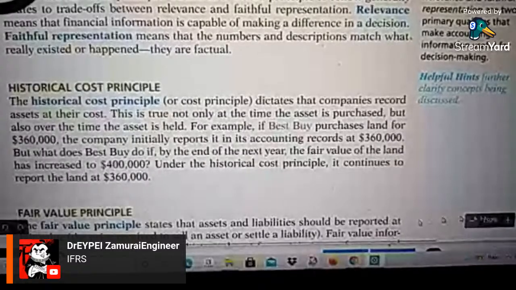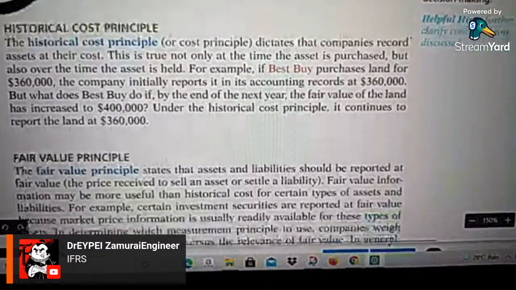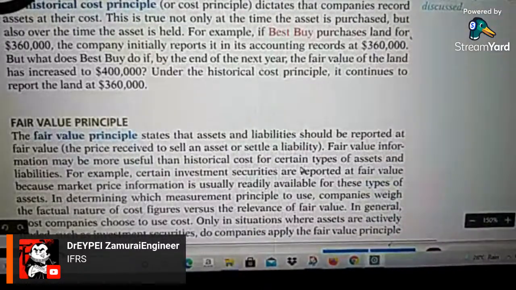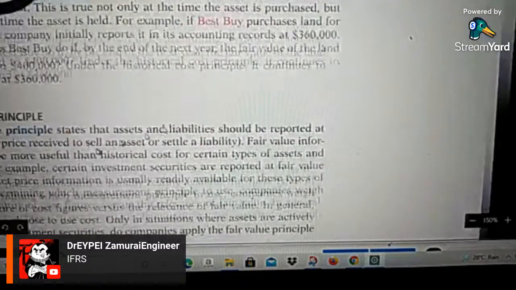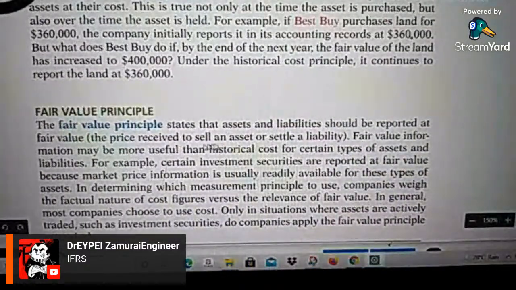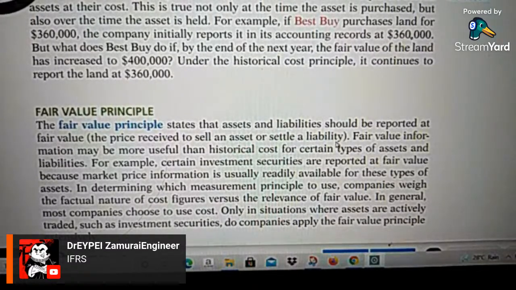Very important principle, the historical cost principle. What about the fair value principle? It states that assets and liabilities should be reported at fair value. The price received to sell an asset or settle a liability. How much is that?